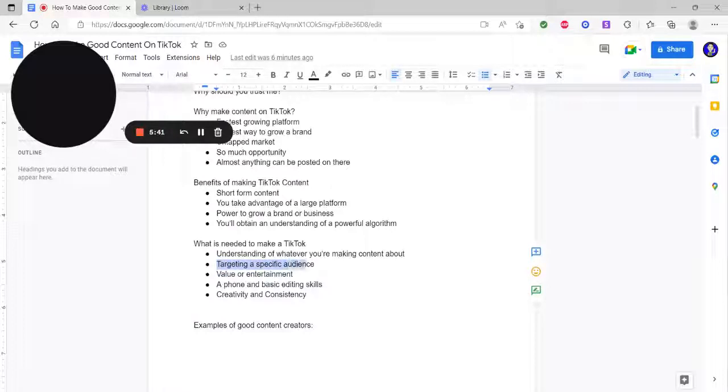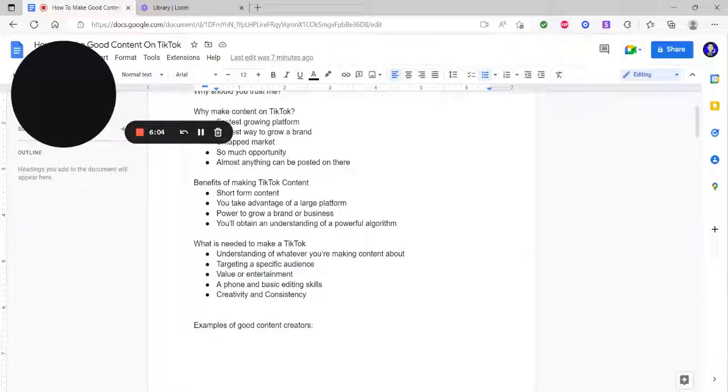So you can also target a specific audience, like I said, whether you're in sports or in the medical field, or a business person, or a fitness fanatic, or whatever the case is. You can target a specific audience given the niche that you're in. And again, you can also give value and entertainment. Like I said, you could be funny.